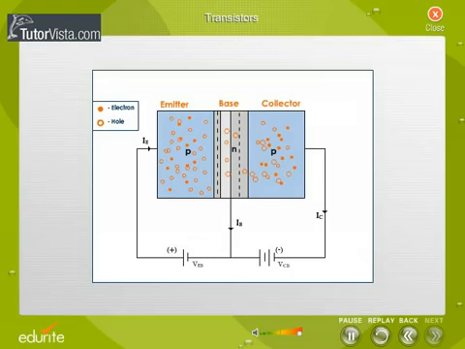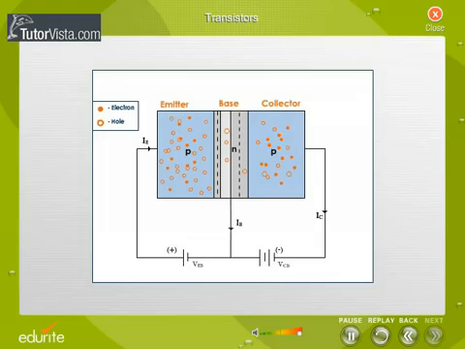Most of the holes coming from the emitter are able to diffuse through the base region to the collector region. In the collector region, these holes see the favorable negative potential, and hence they easily reach the collector terminal to constitute the collector current IC. If IE, IB, and IC are emitter current, base current, and collector current respectively, then the emitter current is given by IE = IB + IC.